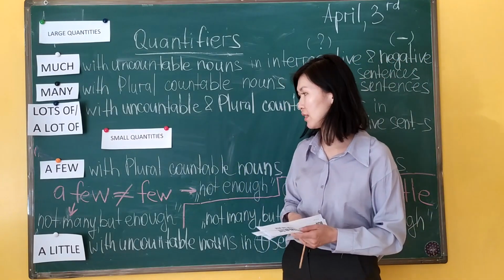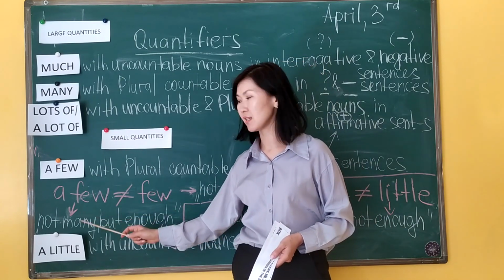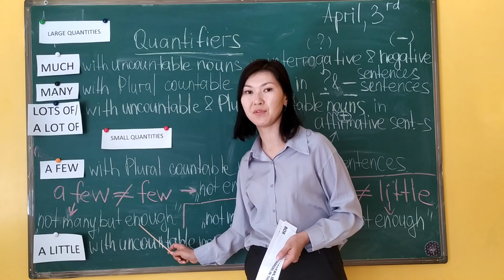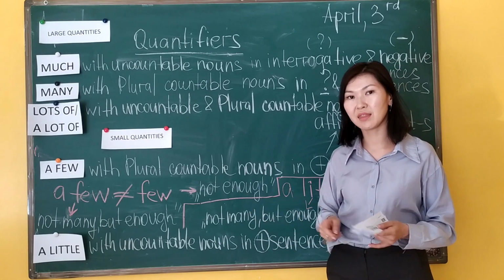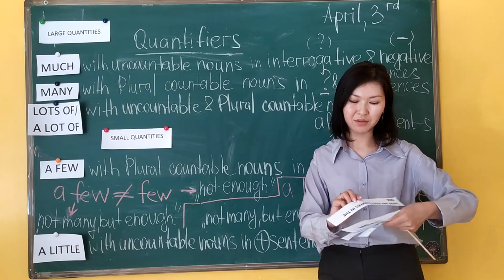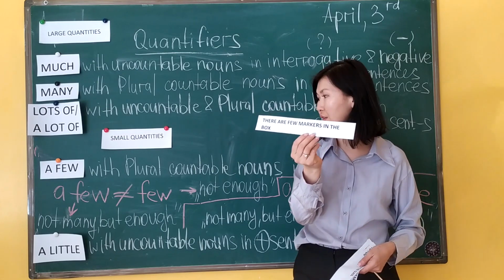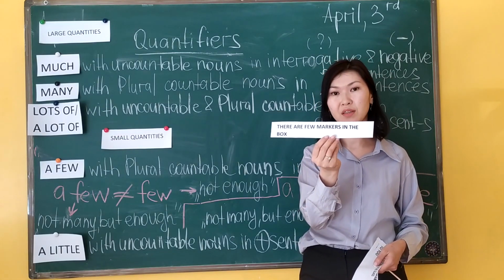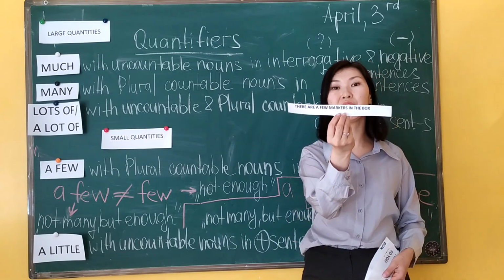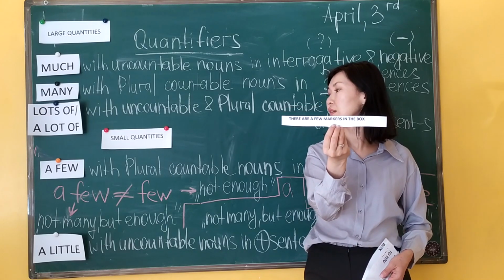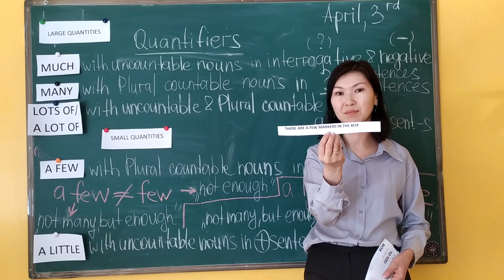But pay attention, please. A few is different from few. A few means not many, but enough. And few means not enough. Let's look at the example. There are few markers in the box. Few markers. Not enough. It's a negative meaning. And there are a few markers in the box. A few means not many but enough. It's a positive meaning. Okay?